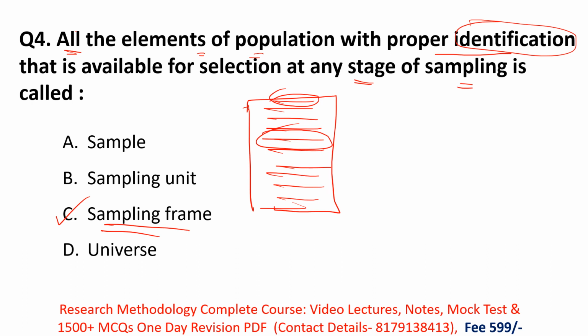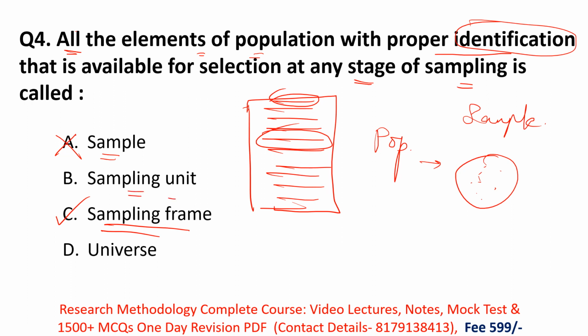Okay, so we'll see the incorrect options as well. The first option here is sample. So what is sample? You have some population and you are selecting a subset of your population, or some members of the population. So this is known as a sample. In a sample you don't have all the population members and their identification. So option A is incorrect.